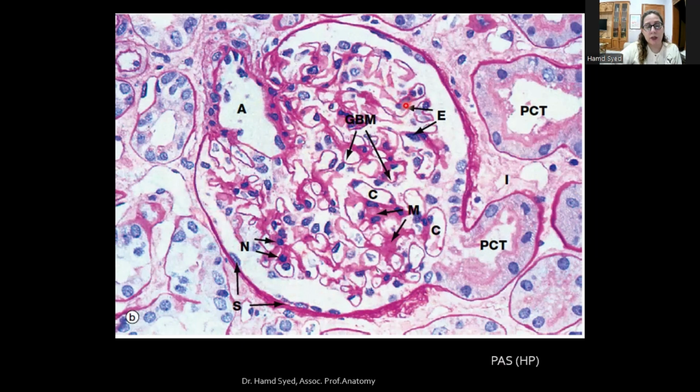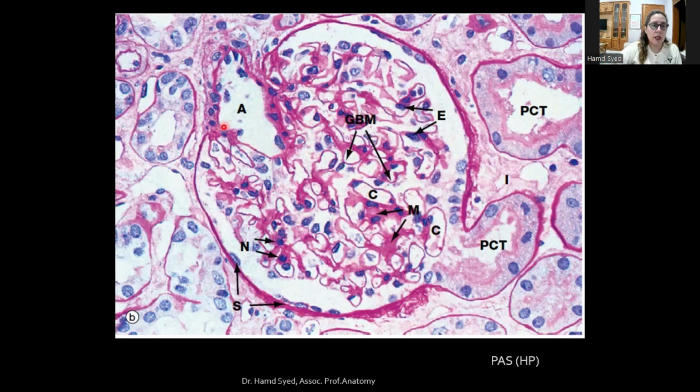And these are the endothelial cells. Over here you can see the nuclei of the endothelial cells. And this here is the glomerular basement membrane. And you can also see the capillaries. You can see the mesangial cells and their nuclei over here within this glomerulus.